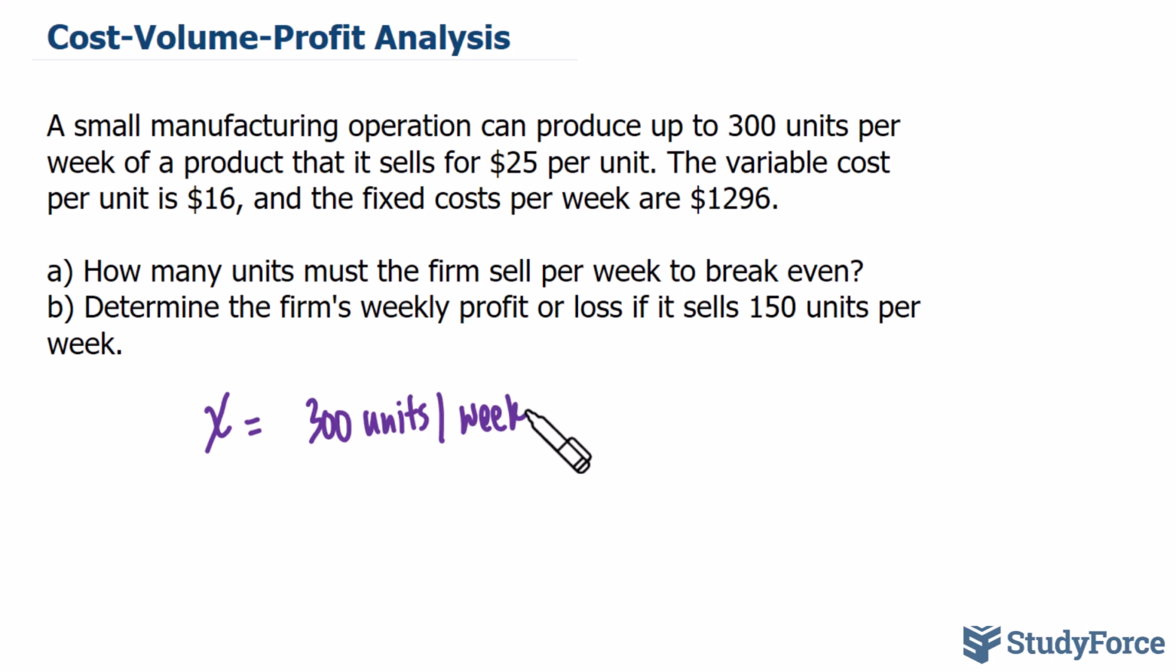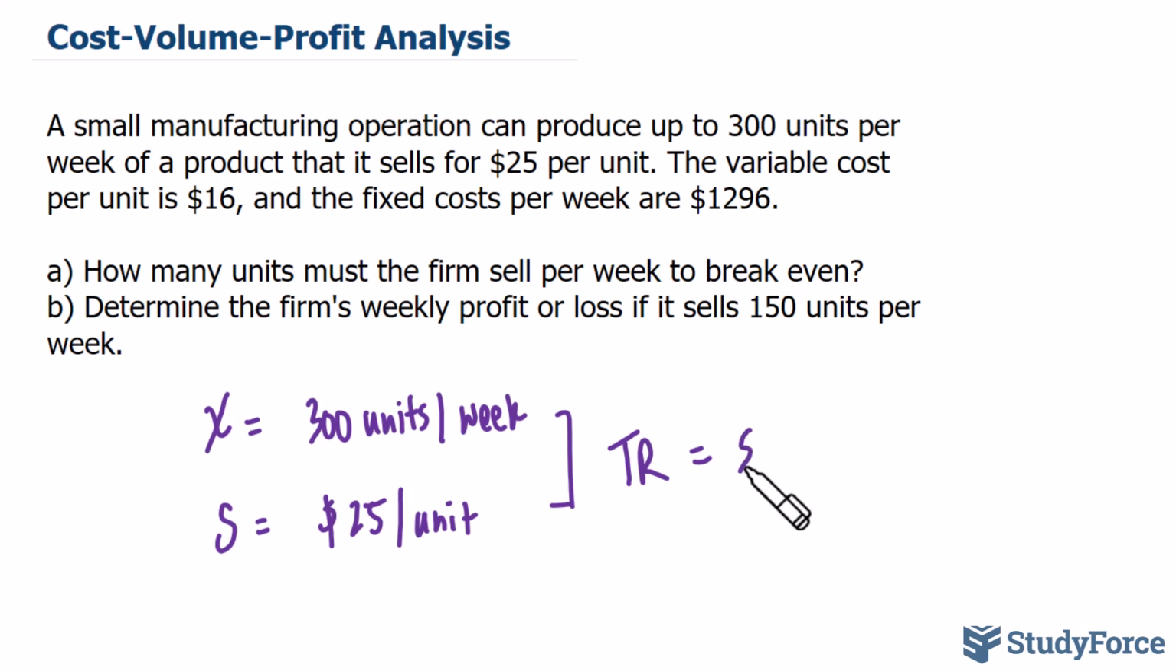In that same sentence, we're told that each of those units will sell for $25 per unit. So we'll let S represent the sale price per unit. And in our case, that is $25 for every unit sold. Interestingly, if we multiply these two values together, 25 times 300, we'll end up with our total revenue. So we'll say TR, or total revenue, is equal to S multiplied by X.